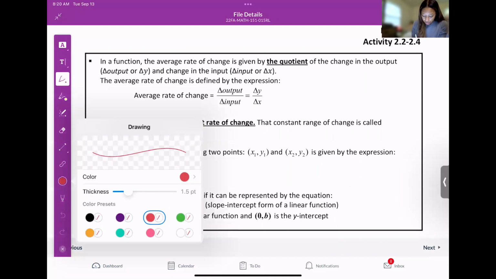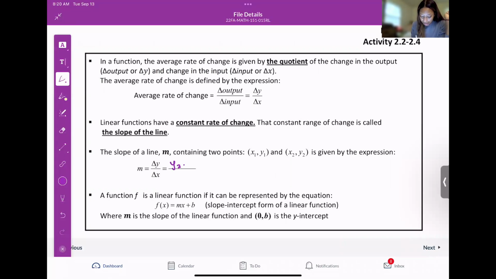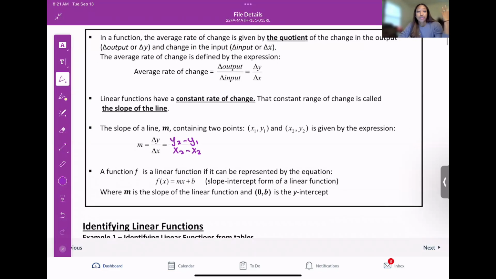Let's find a better color to write in. Sorry, red feels harsh today. Let's do purple. We'll do y2 minus y1 over x2 minus x1. This is the equation we use for finding the slope of a line between 2 points. Okay, and again, the slope is the average rate of change of the function. If you see that terminology for a line, we know that average rate of change just means the slope, and it's constant for a linear function.